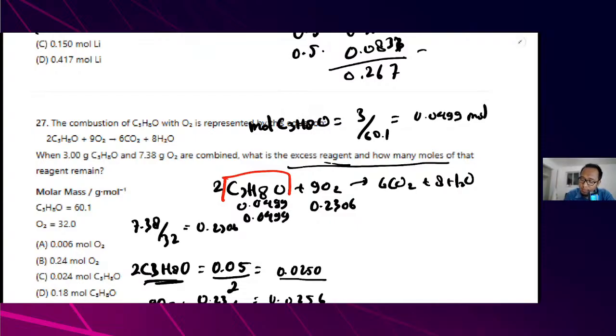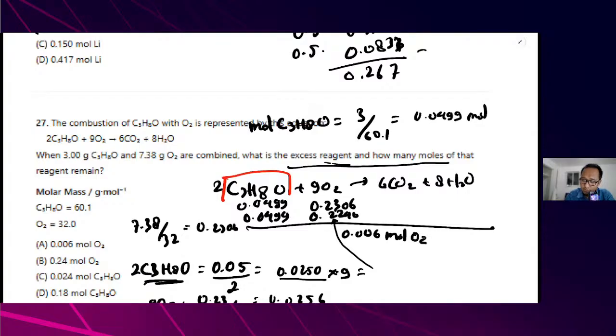0.0499, and then after that just use this number times 9. Okay, use this number times 9 to get this value over here. How much is it? It will be 0.2246. So the answer is 0.006 mole O2.